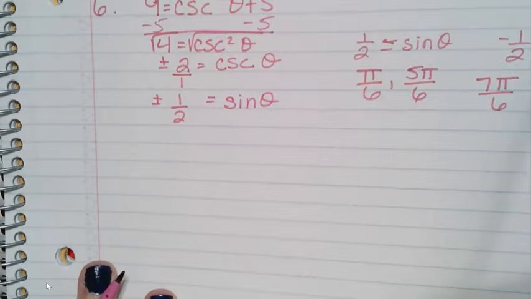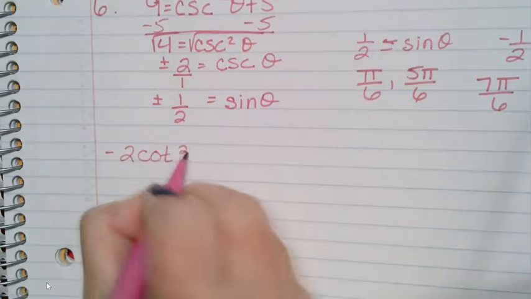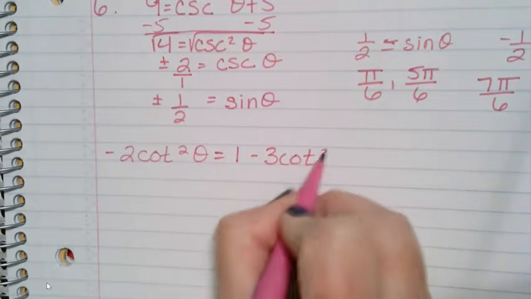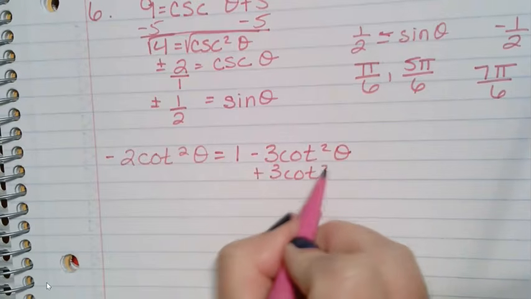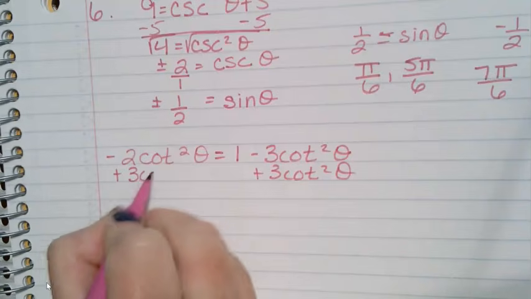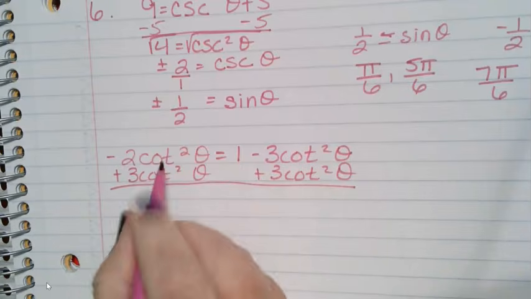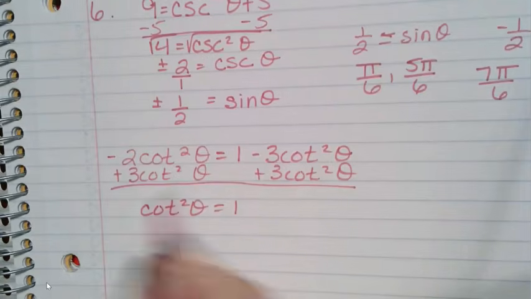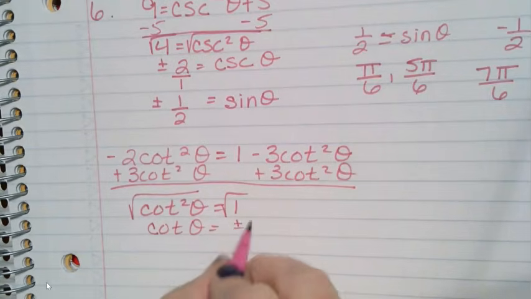So the next one: negative 2 cotangent squared theta equals 1 minus 3 cotangent squared theta. Here we're going to add 3 cotangent squared theta to both sides. So we get cotangent squared theta equals 1. Just like before, we take the square root, so cotangent theta is equal to plus or minus 1.